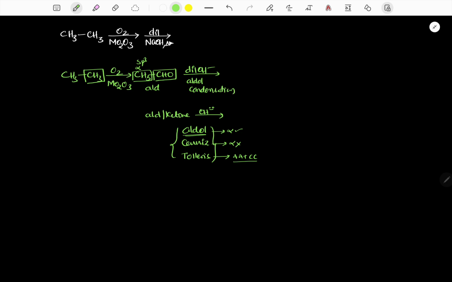Since heat is given, aldol condensation. Therefore, how to write aldol condensation? We will take another molecule. This is an alpha carbon, and remove the H2O, and the corresponding product is CH3, CH double bond CH, CH double bond O. So it is an alpha beta unsaturated aldehyde.